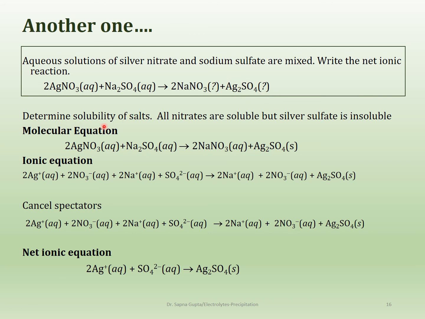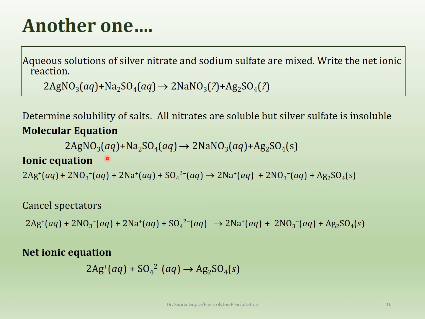So then our molecular equation becomes the silver nitrate, sodium sulfate, and then sodium nitrate. Now we can go ahead and remove that question mark and put aqueous here because this is soluble. And then the silver sulfate is not soluble, so that is a solid. Now remember, we have to write the net ionic equation. We've just done the first part, which is writing the molecular equation. Now we go on to the ionic equation.